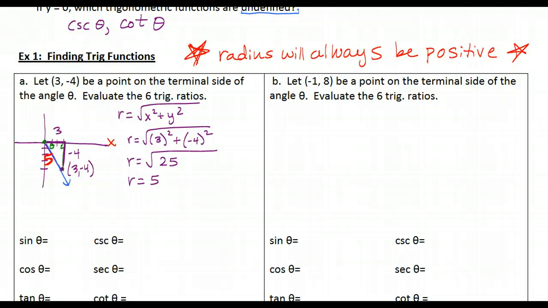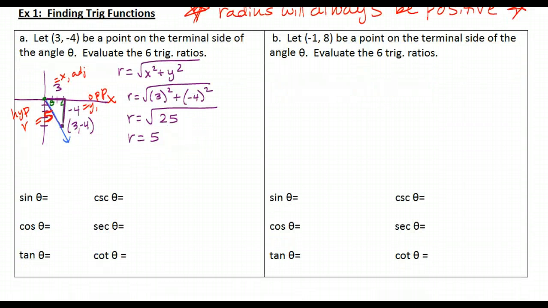Now, I'm just going to go ahead and find my 6 trig ratios based off of what I've got here. And if it helps you out, you can label them x or adjacent, y or opposite, and r or hypotenuse. So according to the new thing we learned today, sine is y over r, so that is going to be -4 over 5. Cosecant is the reciprocal, so -5 over 4. Cosine is x over r, that would be 3 over 5. And so secant is 5 over 3.